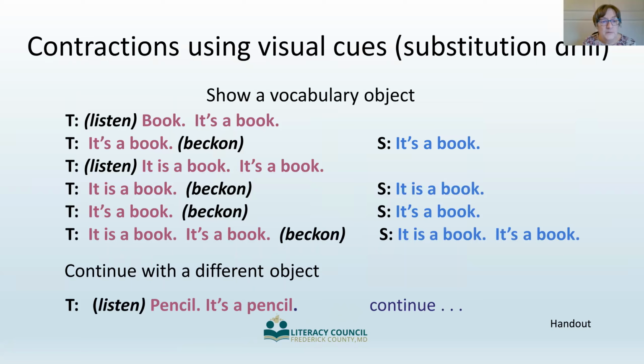Another way of working on contractions is with the substitution drills, and hopefully you remember we talked about them earlier on in the ESL vocabulary. And here we can use the same kind of drill for grammar. This is an example of teaching the contraction it's, using a visual cue of showing an object.